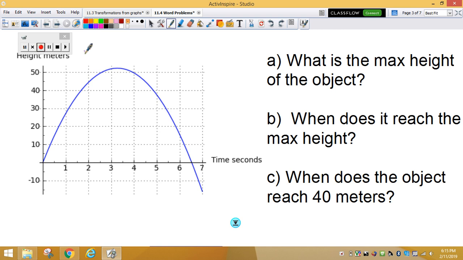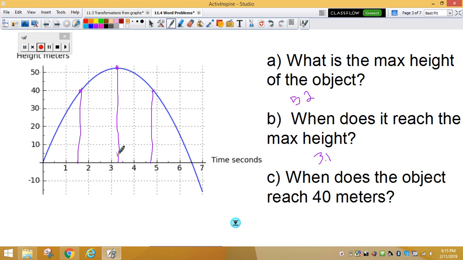Okay, max height, again, is up here, which looks like it's about 52, somewhere like that. When does it reach the max height? About 3.2, 3.1, something like that. When does it reach 40 meters? Well, twice. You'd put right here at about 1.5 and right here at about 4.8.